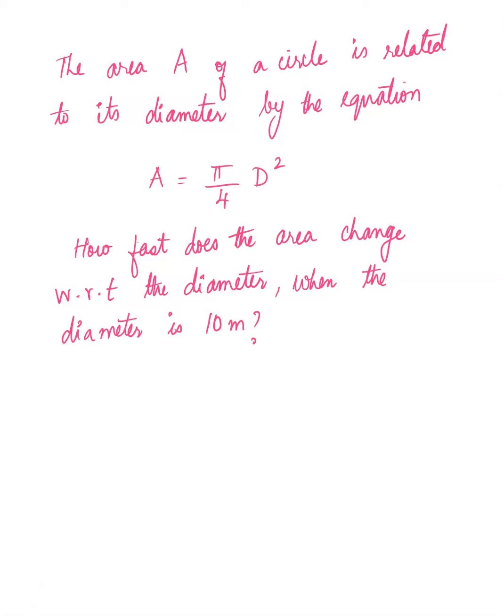The area A of a circle is related to its diameter by the equation A equals pi over 4 d squared. So the area and the diameter are related. This is not new because we know that the area and the radius are usually related. That's the usual form we see. But we know that the diameter is again related to the radius because diameter is twice the radius.